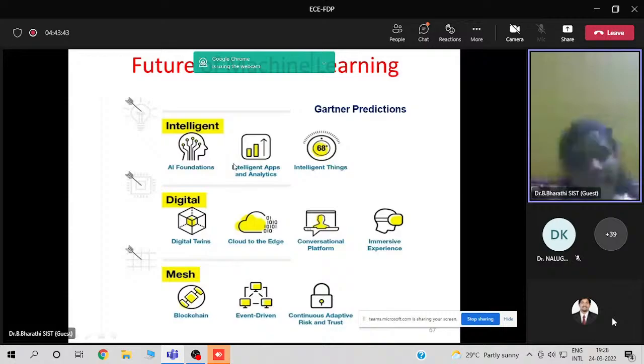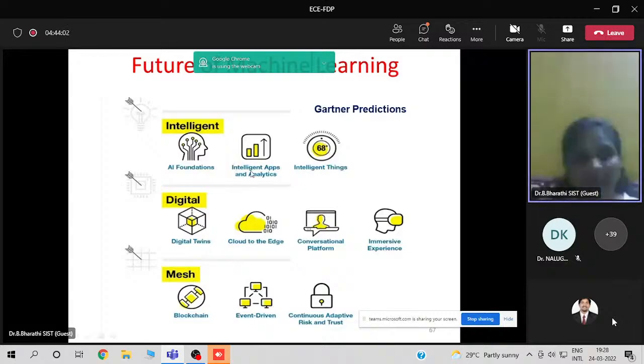And any technology which comes into the picture or into the market is based on Gartner's predictions. Gartner's predictions show that there is a lot more innovation which is going to come in the field of AI, digital twins, cloud, and blockchain.